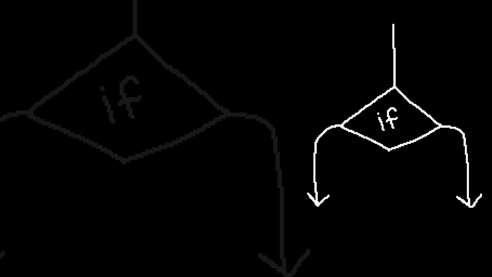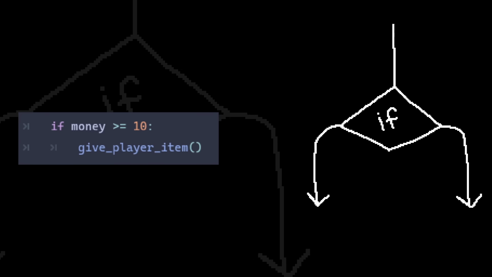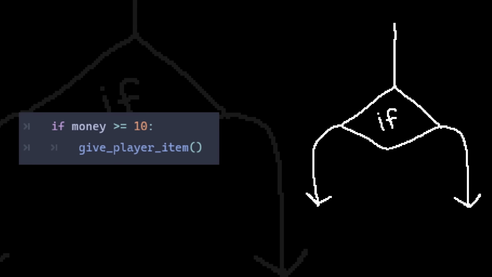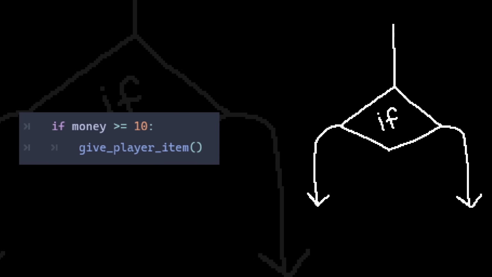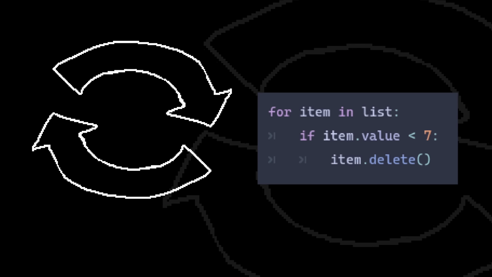Then there are conditionals. These allow us to control the flow of our code. For example, if we make a variable called money, we can check to see if money is greater than some value. If so, we can give the player an item. Then there are loops. Loops do tasks for us over and over again, such as looping over a list to see the contents of it and compare it to something.